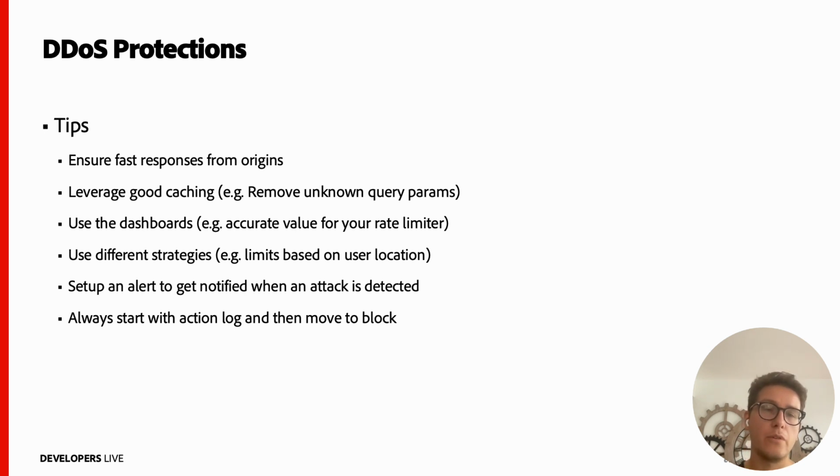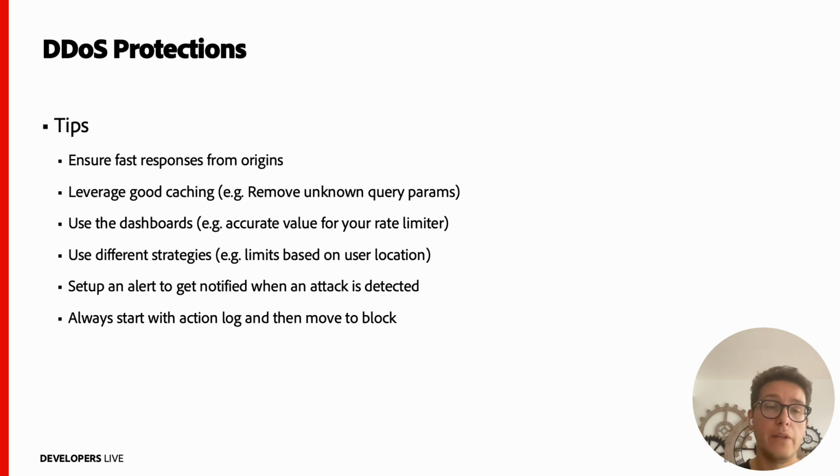But another good strategy we have seen is if your website is only doing local business, for example, only for Switzerland, then you might want to introduce several rate limiters, one for users based in Switzerland and another more restricted for users based outside of Switzerland. Next, don't forget to set up an alert, because it's actually the only way for you to get notified when your environment is under attack.